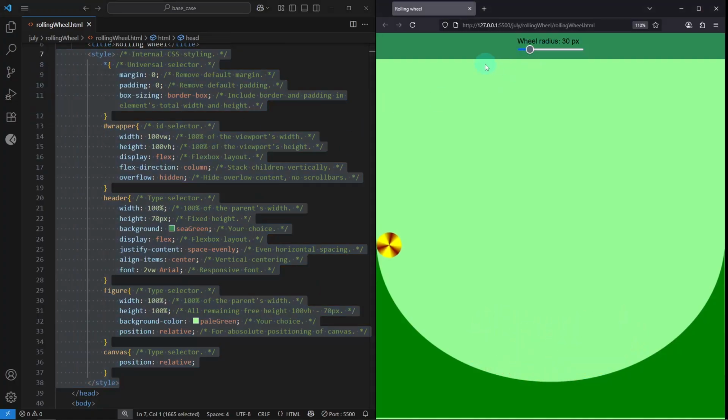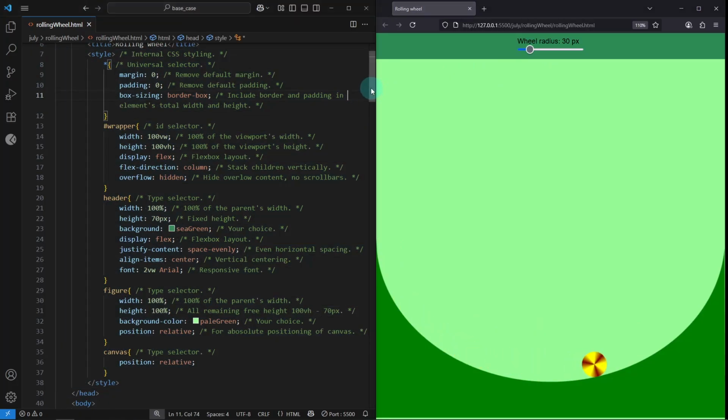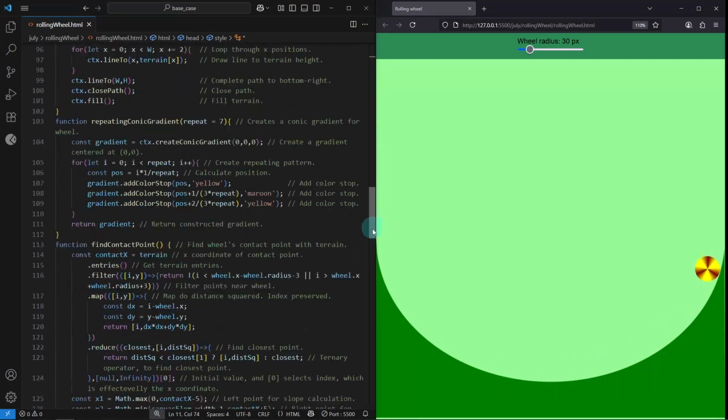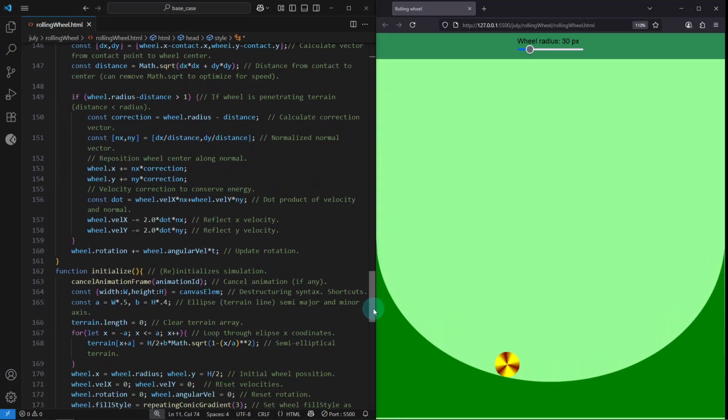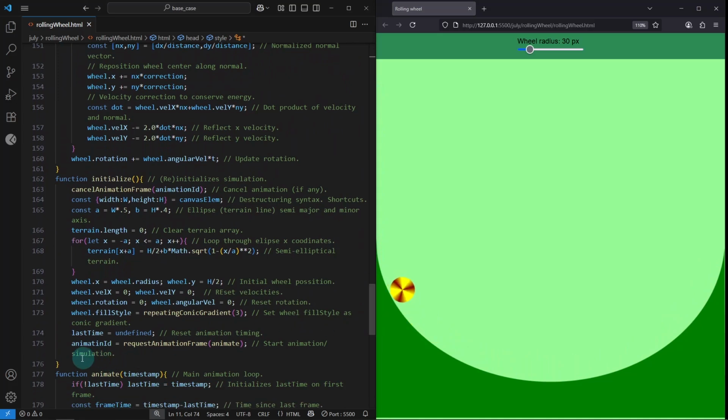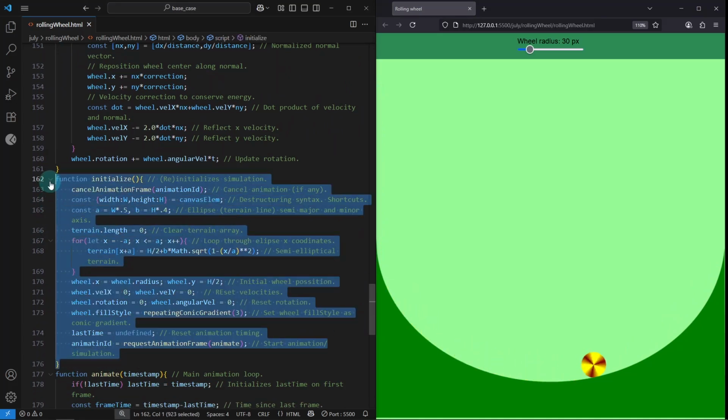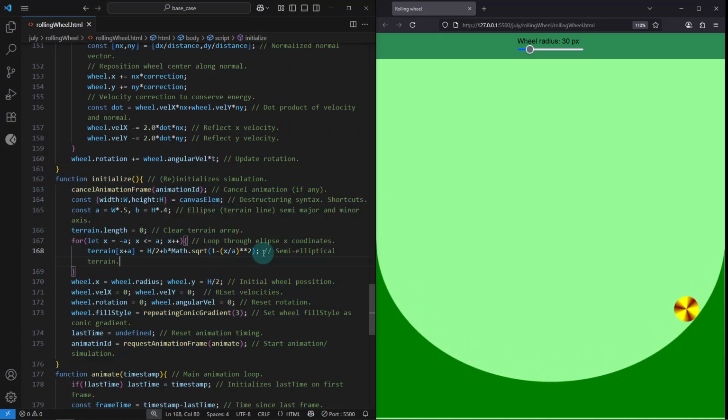At the heart of this simulation lies an elliptical terrain generated mathematically, where we calculate heights using the equation of a semi-ellipse. This curved landscape creates varying slopes that challenge our wheel's physics.